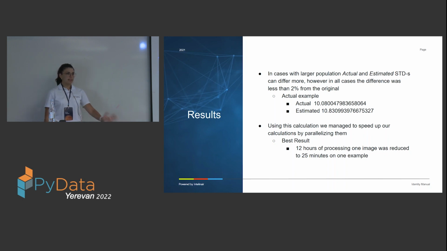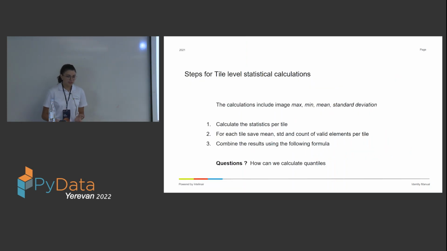And for the example that I was telling you about at the start of this section, we managed to speed up this whole calculation process from 12 hours to 25 minutes, doing it tile level. To summarize, again, we do the calculations tile level. We keep mean, max, count of elements, standard deviation, and average of each tile, and then use this to estimate everything for the entire tiles.